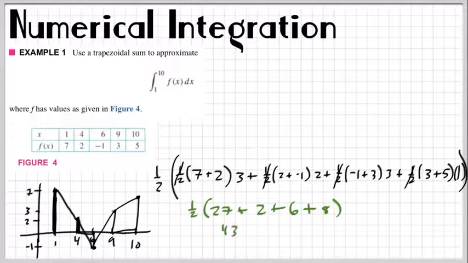So I have 43 times 1/2. Our answer, 43 divided by 2. I mean, you can write 21 1/2, but you don't have to simplify it. If you don't have to, don't do it.